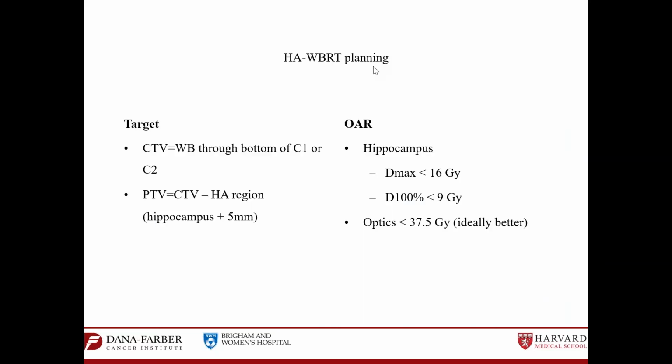So there were studies that discussed doing a whole brain while avoiding the hippocampus area, because the hippocampus area is the area of memory function preservation. In those studies, they were prescribing a dose of 30 gray in 10 fractions to the whole brain, and we will delineate the hippocampus area, and then add a 5 millimeter margin to that. So it would be this thing that I will show you quickly.